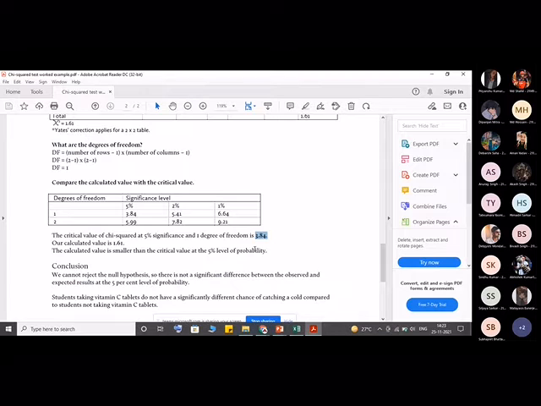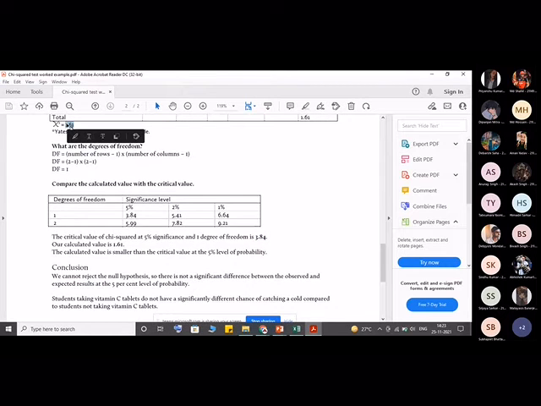So don't worry about the critical value. Critical value in the question paper, they will mention it. So 3.84 in this example, the critical value is 3.84. Now what you have to do, you have to compare this critical value with your chi-square value. So what is your chi-square value? 1.61. And now your critical value is 3.84.